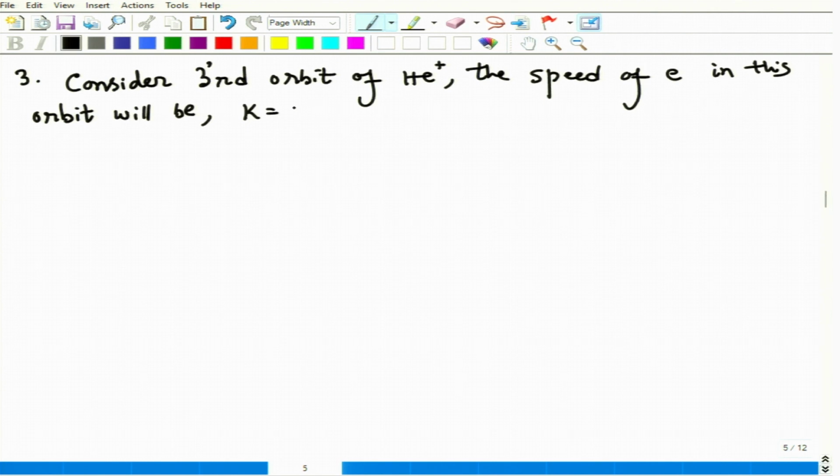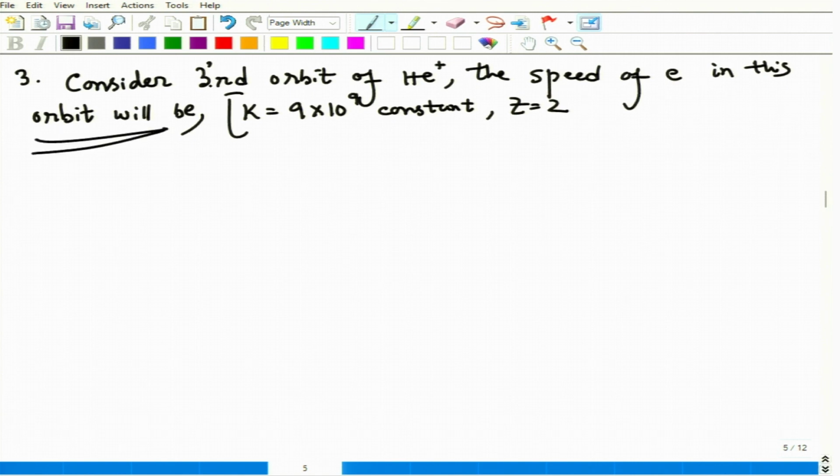It's given k equals 9 into 10 to the power 9, a constant. Z is 2. These values are given and the speed is asked in n equals 2, that means in this orbit, third orbit. Z is 2 and Planck's constant is also given, 6.6 into 10 to the power minus 34 joule second. So these are the information given here.